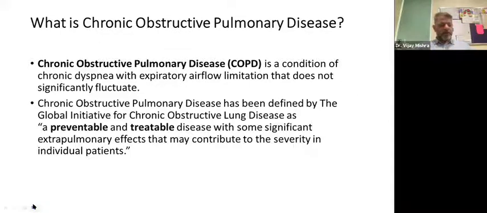That is the GOLD criteria, the GOLD initiative, which defines chronic obstructive pulmonary disease as a preventable and treatable disease with some significant extrapulmonary effects that may contribute to the severity in individual patients. So it is preventable, it is treatable, and the severity may also be affected by the extrapulmonary events.